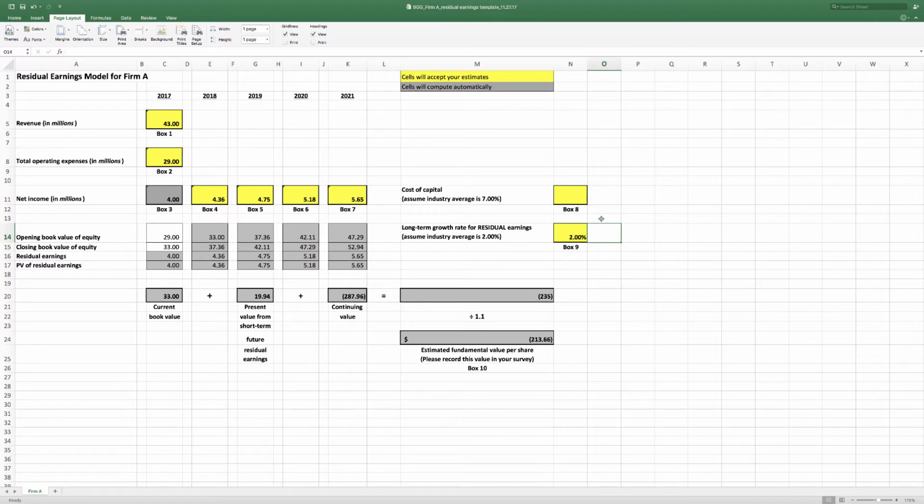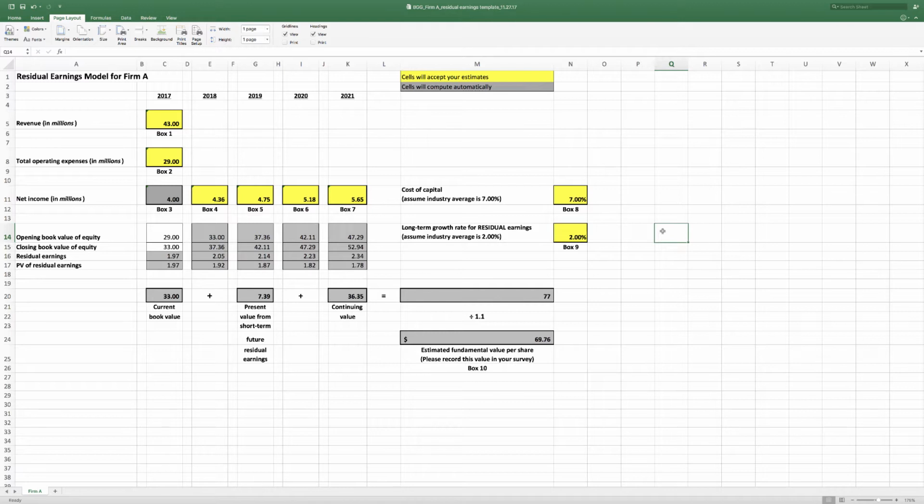One important note, make sure that your long-term growth rate in box 9 does not exceed the cost of capital estimate in box 8. This will give you an unreliable estimate of fundamental value because this relationship cannot exist in reality. Therefore, make sure your long-term growth rate is less than your cost of capital estimate. My long-term growth rate of 2% is less than my cost of capital estimate of 7%, so I'm okay.